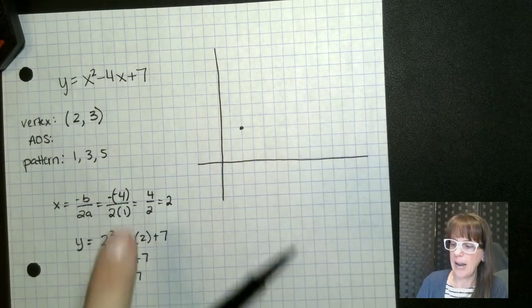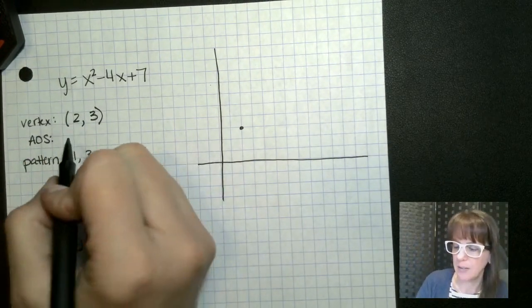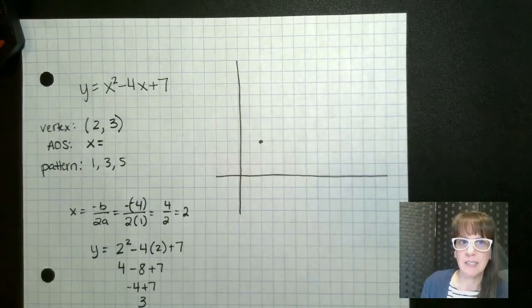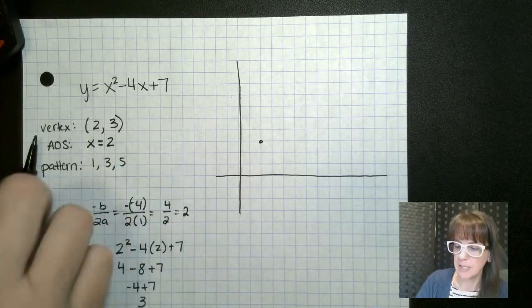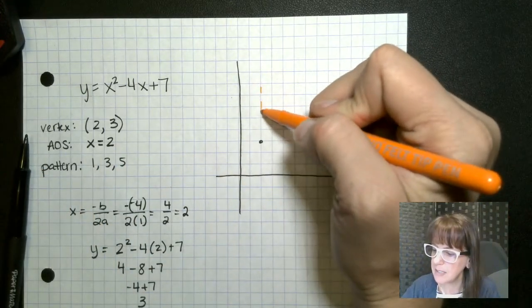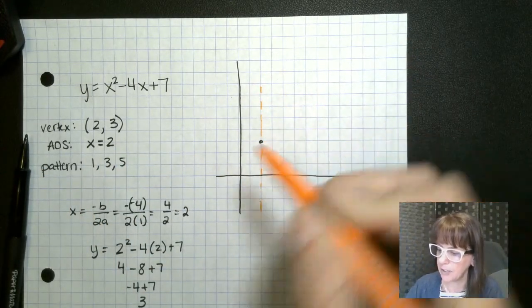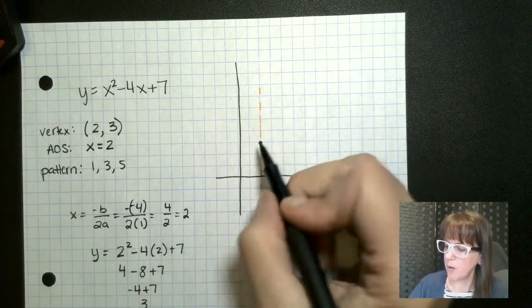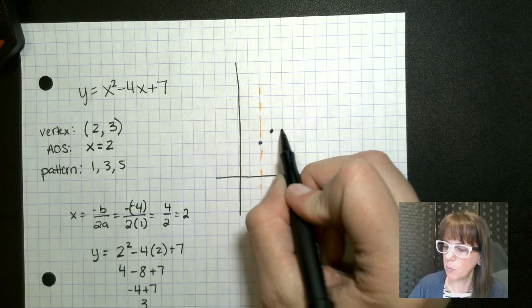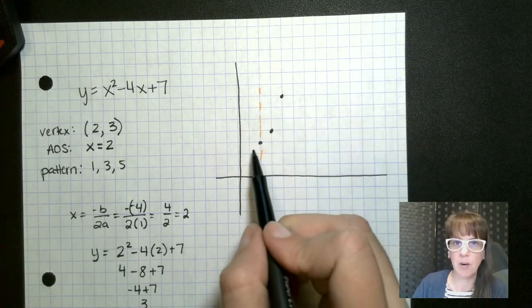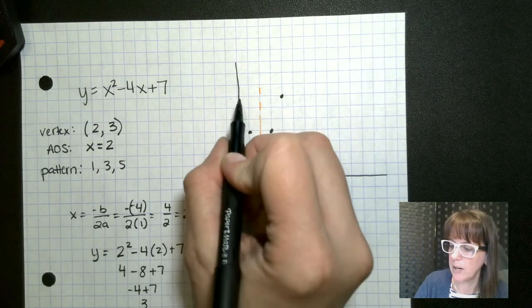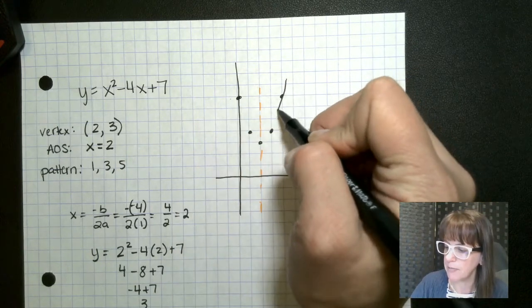Now, our axis of symmetry is always written as the equation of a line, x equals, and then we say whatever our x is in our vertex. So that's 2. Because again, what happens on one side of this line here is going to happen on the other. So now our pattern is 1, 3, 5. Bam, over 1, up 1, over 1, up 3. And now again, because it's on the opposite side, we can do over 1, up 1, over 1, up 3. And there you go, you've just graphed this.